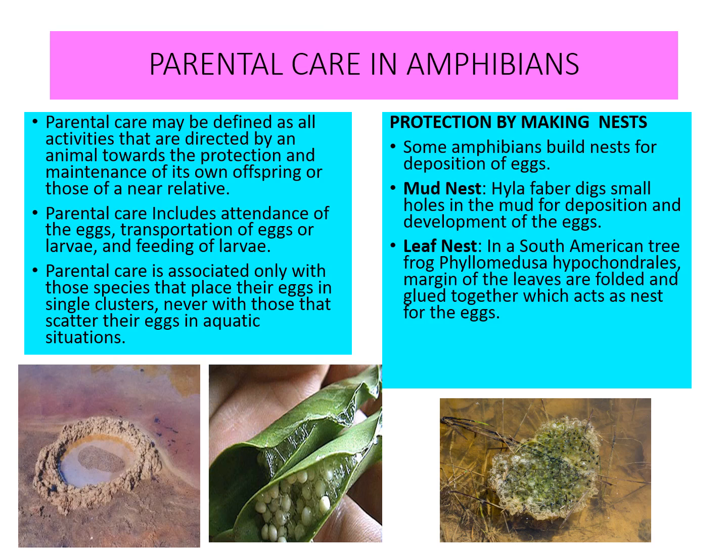Second is the leaf nest. It is shown by the Phyllomedusa. Here, the margins of the leaves are folded and glued together, which acts as a nest for their eggs. Now third is the shoot nest. Triton constructs the nest by fixing the shoots with gelatinous secretions. So these are the three types of nests which are formed by the amphibians to protect the young ones, that is mud nest, leaf nest and shoot nest.